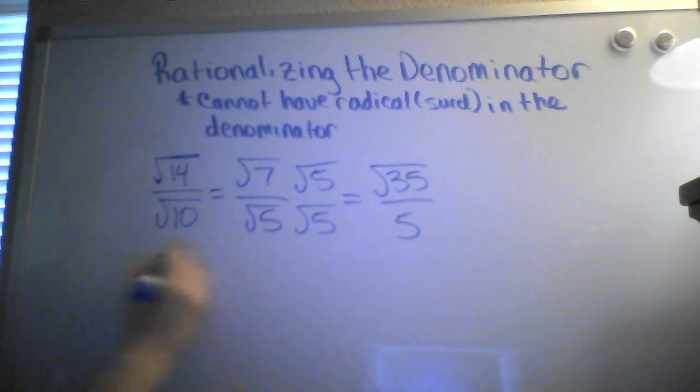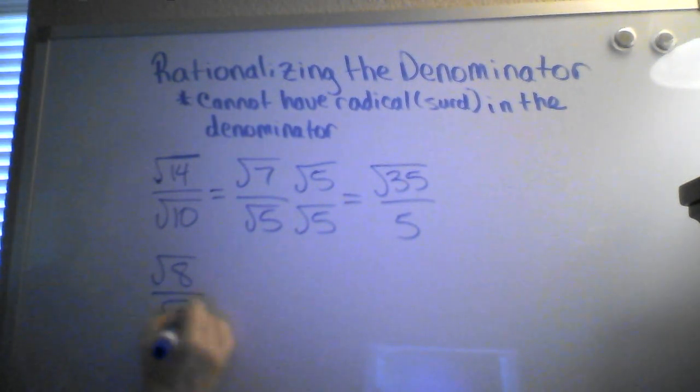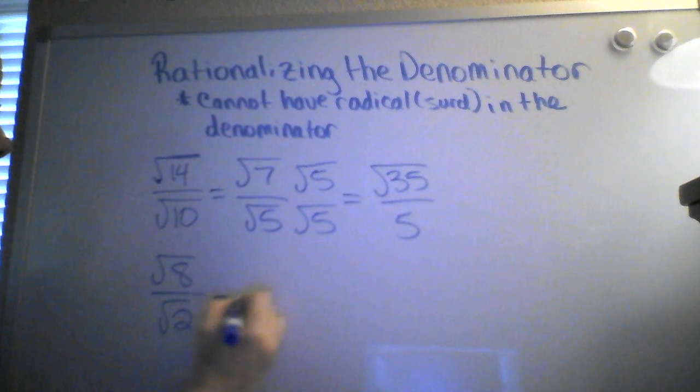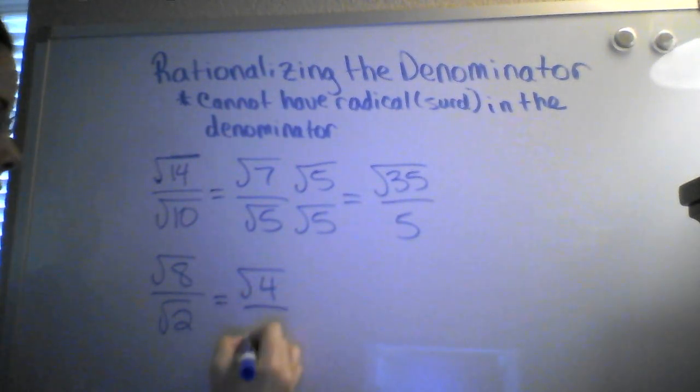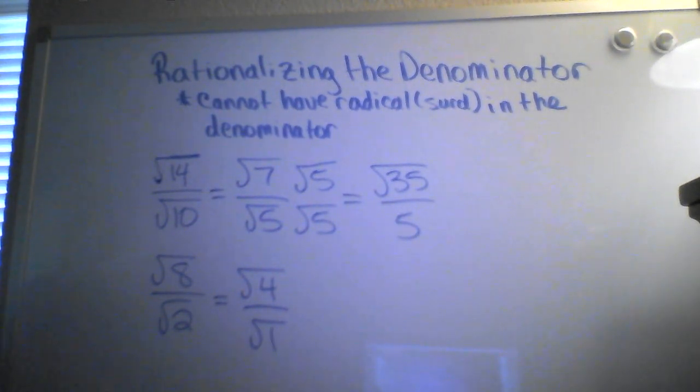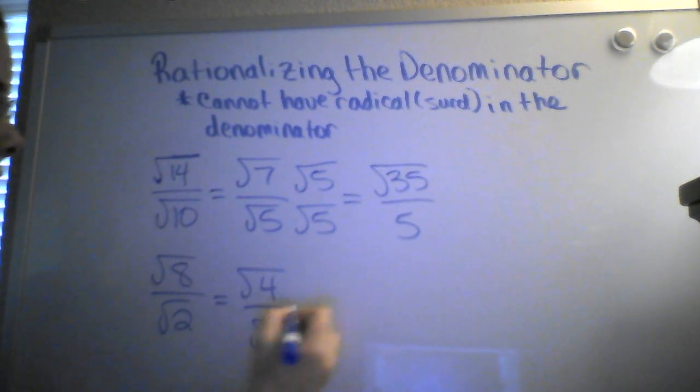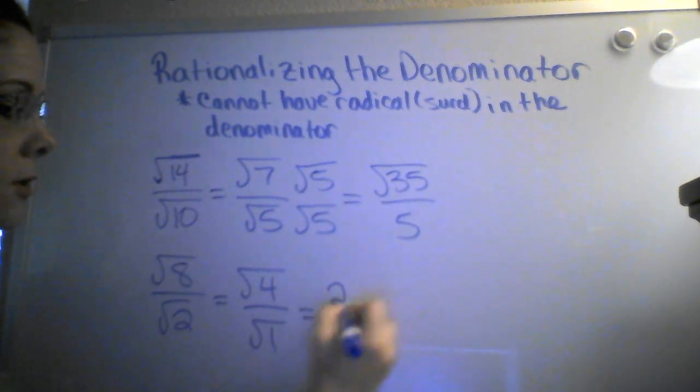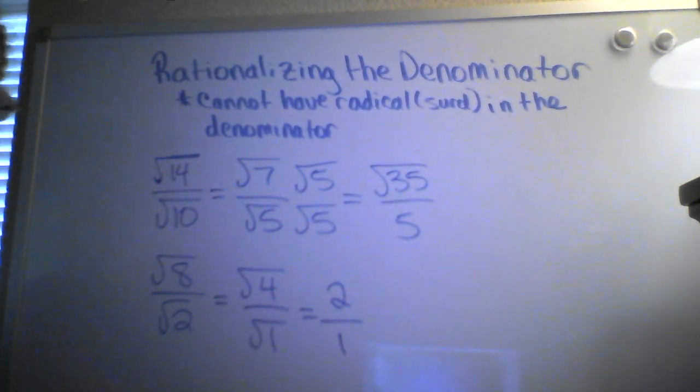What if I had radical 8 over radical 2? Again, both of these are under a radical. I could go ahead and simplify here. They're both divisible by 2. So that gives me radical 4 over radical 1. And in this case, these are both perfect squares. So radical 4 is 2, radical 1 is 1. And I'm done with that one, which is equal to 2.